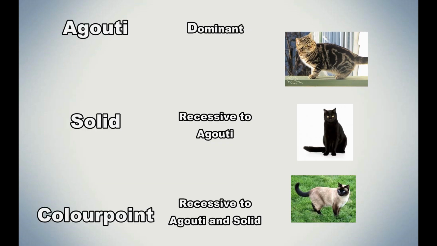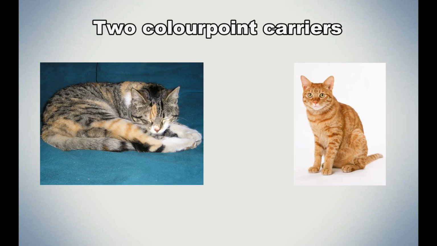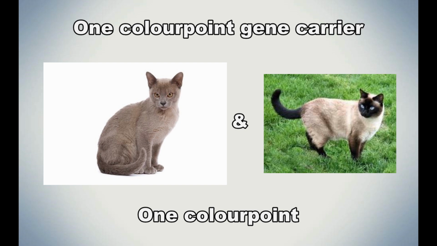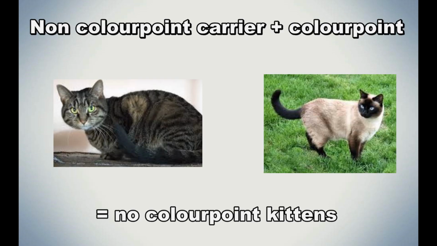As we said, full color is dominant to the Siamese and Burmese alleles, therefore the agouti, or tabby gene, and the solid gene are dominant to the Colourpoint gene. In order to have a Colourpoint kitten in the first place, you need parents that are either both carriers, one parent who is a carrier and one parent who is a Colourpoint, or both parents that are Colourpoints. If a Colourpoint mates with a cat who is not a Colourpoint carrier, then none of the offspring will be Colourpoint. Instead, the offspring will just all be carriers.